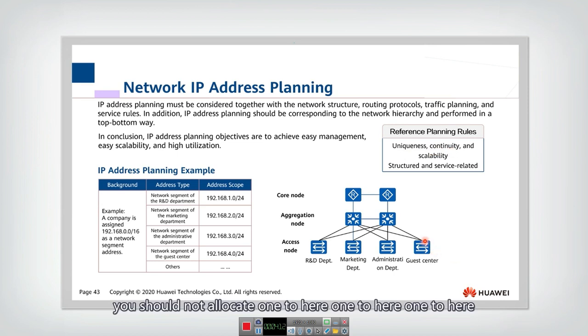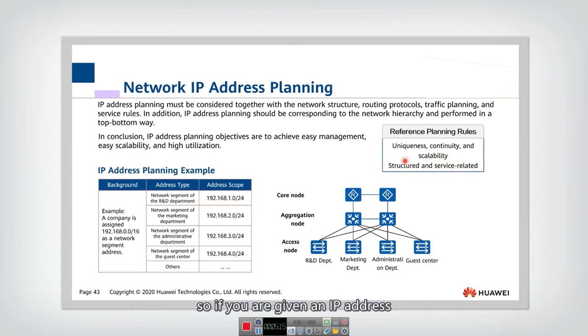You should not allocate one to here, one to here, one to here. That's not reasonable, not an elegant planning. And also scalability. Scalability means that we need to reserve enough IP addresses for each layer. Although currently the scale of a network is not very large, for example, if we only have 100 hosts in the current network, we still need to reserve more IP addresses for this subnetwork so that if this network is expanded and it contains more hosts, for example, 200 or even more hosts, we can still allocate a continuous IP address space for this subnet. Also, you need to think of the service and the structure.